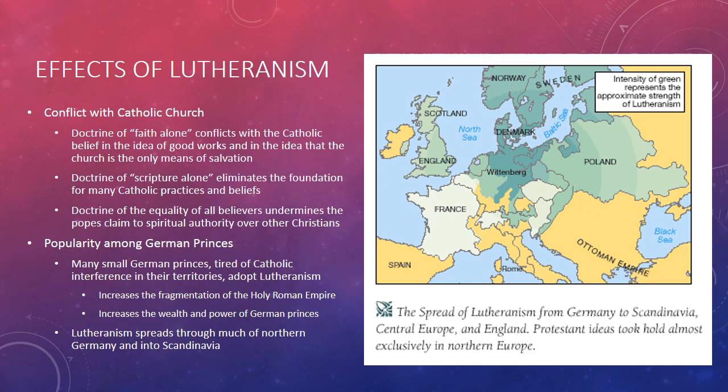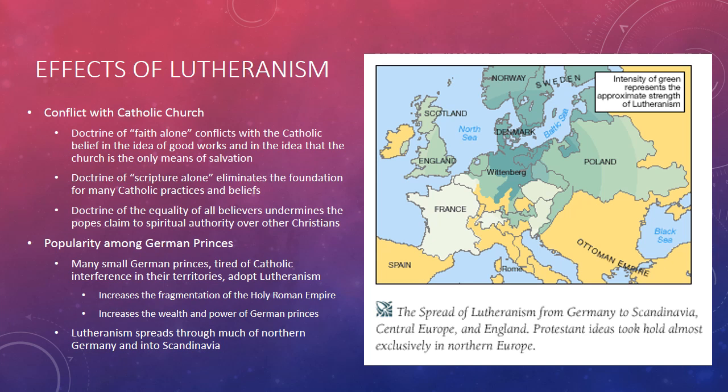So now let's look at the effects of Lutheranism. So I already mentioned in the last slide how Luther's three main beliefs lead to direct conflict with some of the central Catholic beliefs. But the reason that Luther doesn't get burned at the stake, like Jan Hus and other reformers before him, was that his ideas caught on with the German princes who lived in the Holy Roman Empire. And there are several reasons for this.